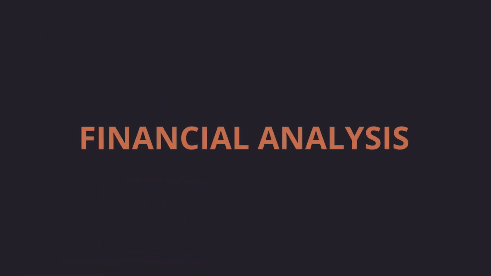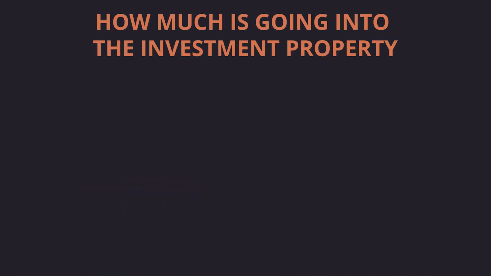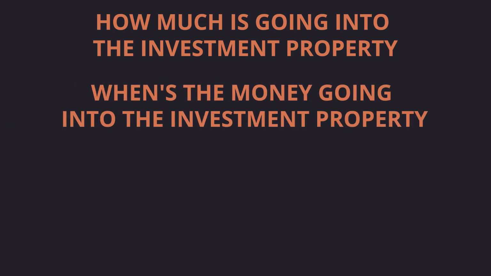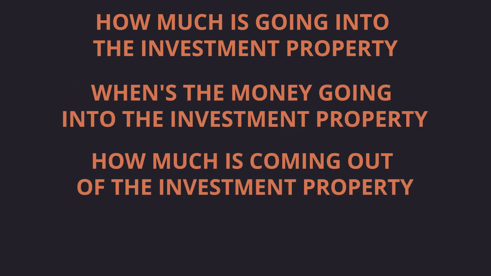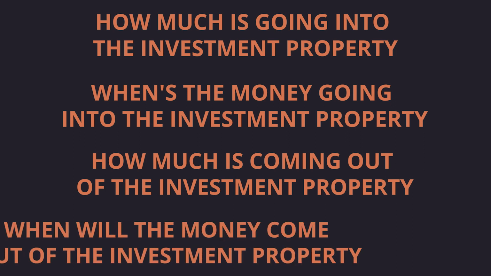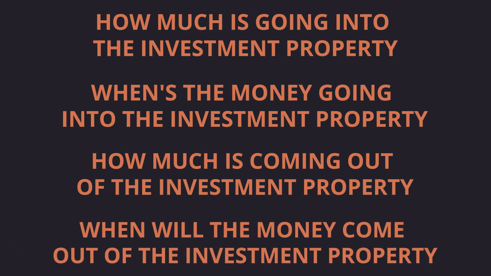And then the fourth aspect of this is the financial analysis, and this is that discounted cash flow analysis. It's the income capitalization that we would run to come up with the valuation of the property. Now, the 4 key questions that we're really trying to answer within that category are: how much is going into the investment property? When's the money going into the investment property? How much is coming out of the investment property? And when will the money come out of the investment property?